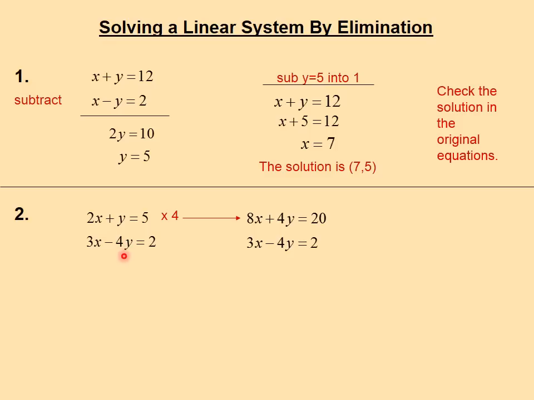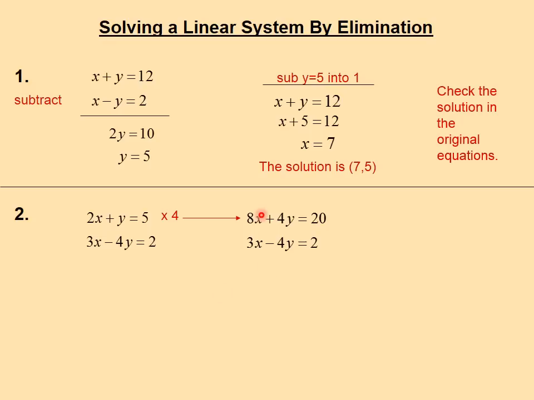So how do I make it so that I can eliminate either my x or my y? Well, if this y was a 4, so I'm choosing the easiest thing to do, then I could make the y's go away. That means I have to multiply every single thing in the first line by 4. So 2x times 4 is 8x, y times 4 is 4y, and 5 times 4 is 20. I've just multiplied the whole first equation by 4. And now we're ready to go with addition or subtraction so that the y's can go away.